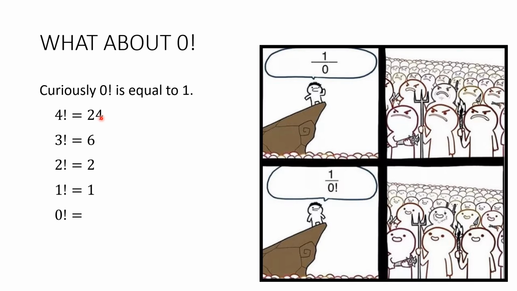What are we doing here? 24 divided by 4 gives us 6, divided by 3 gives us 2, divided by 2 gives us 1, divided by 1 gives us 1.